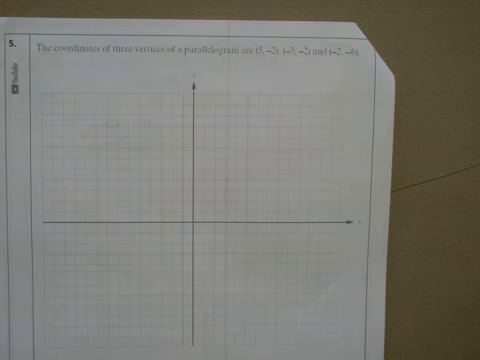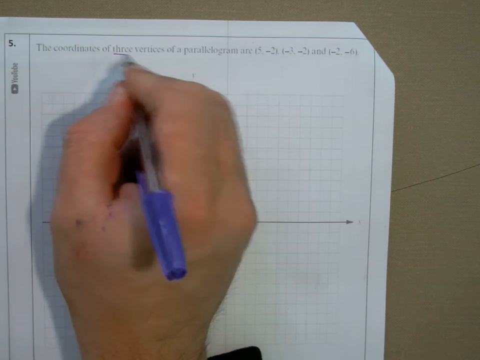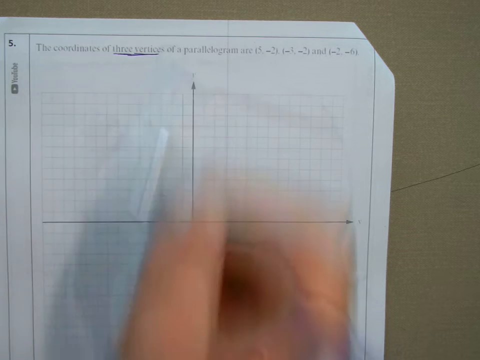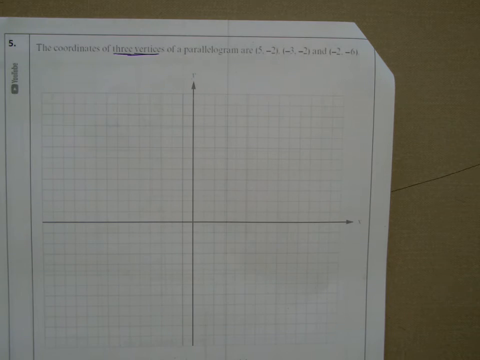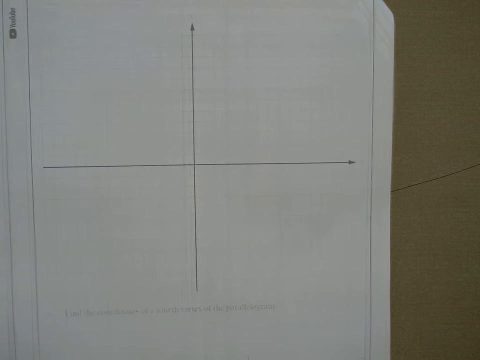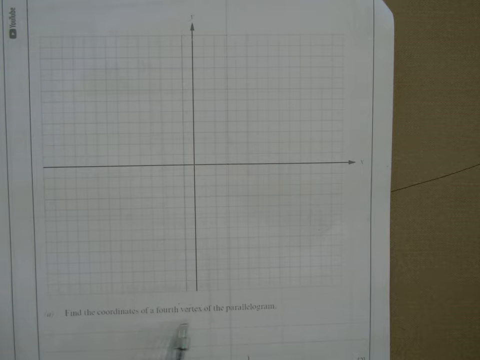Okay, the coordinates of three vertices of a parallelogram are (5, -2), (-3, -2), and (-2, -6). You might notice that they've mentioned three vertices, three corner points. Of course, a parallelogram is a four-sided shape, so it should have four vertices. But that will come into the question here in part A, because it says find the coordinates of the fourth vertex of the parallelogram, the fourth point.